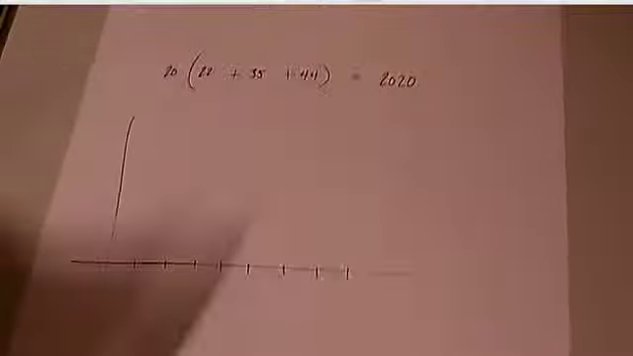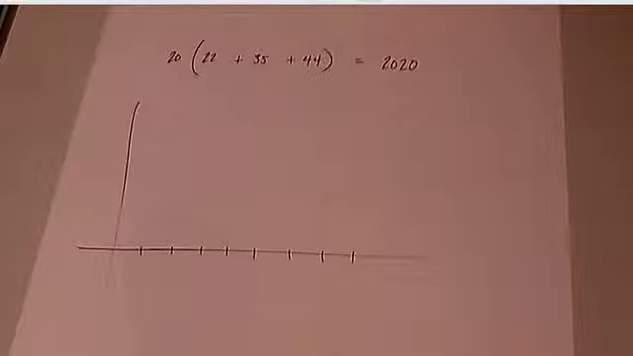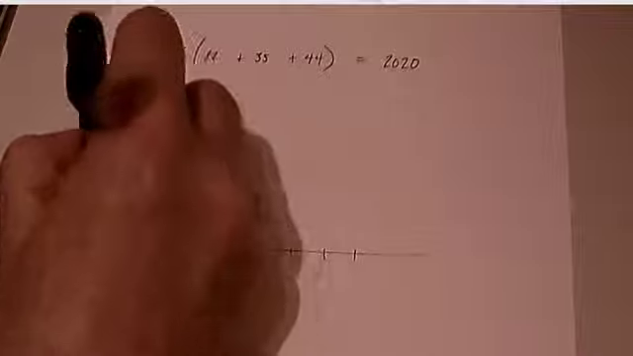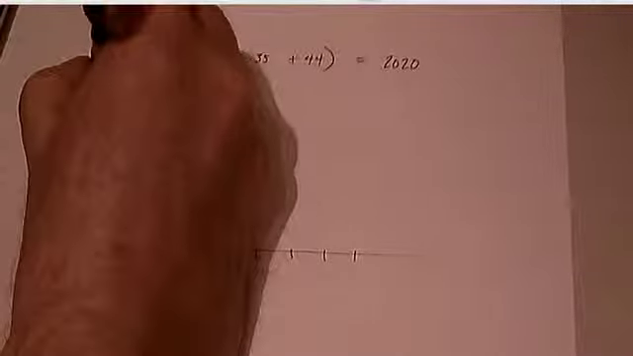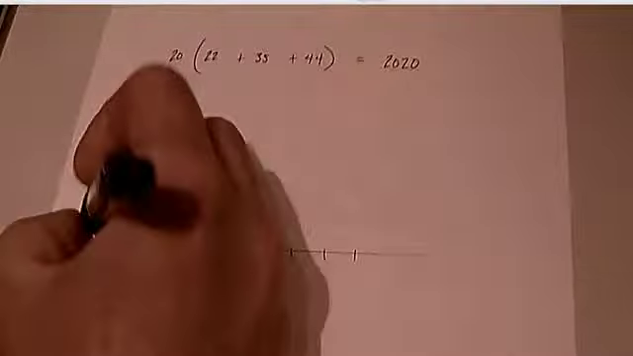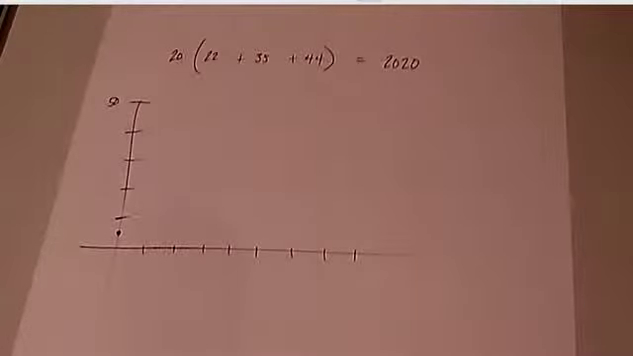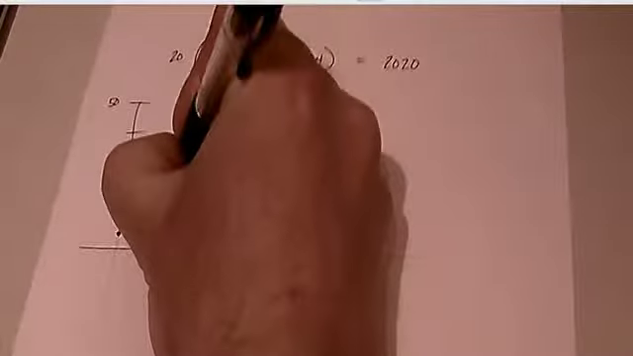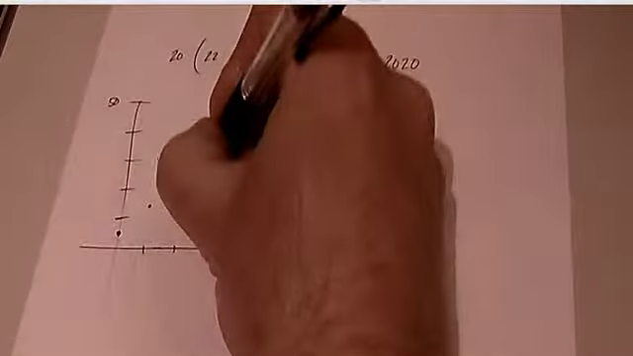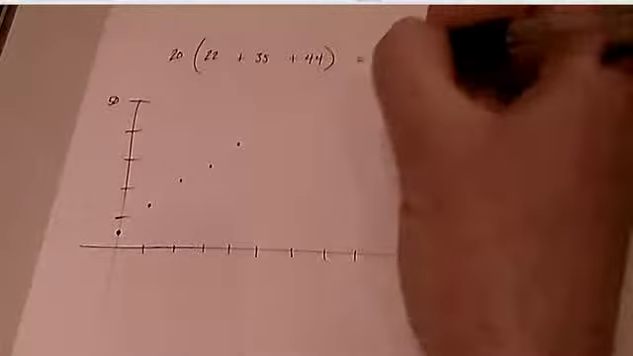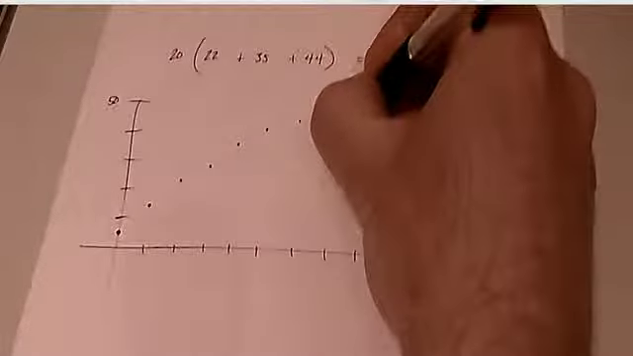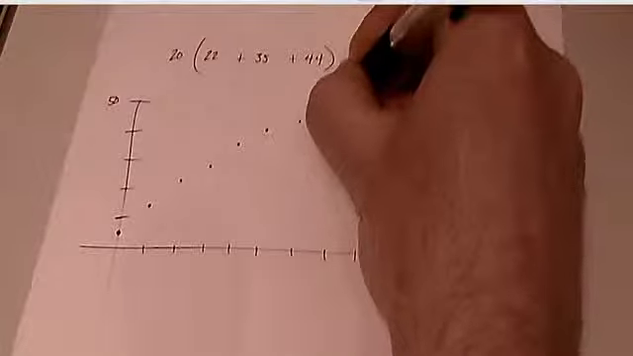Let me push this up so you can actually see it. At 0, the data point was 5. At 10, it was 14. At 20, it was 22. At 30, it was 29. At 40, it was 35. At 50, it was 40. At 60, it was 44. At 70, it was 47, and then 49.